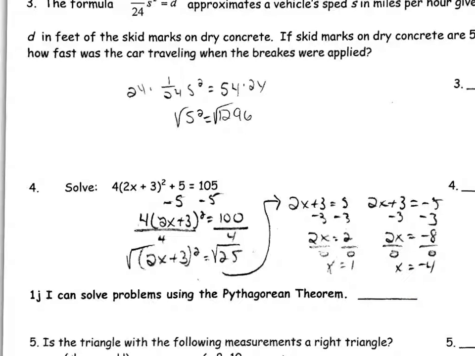So again, practice finding all square roots. Positive numbers have 2 square roots. Negative, none. 0, 1.